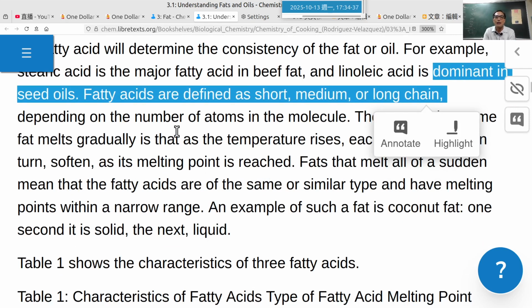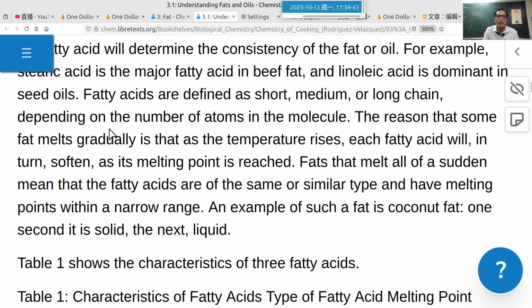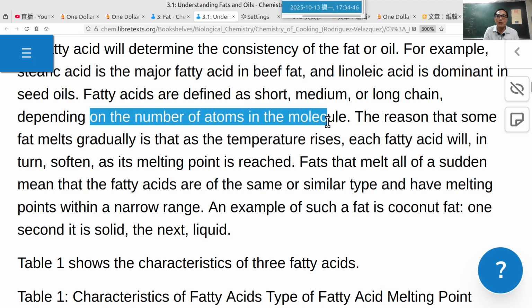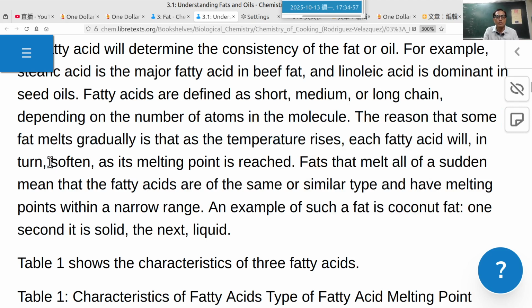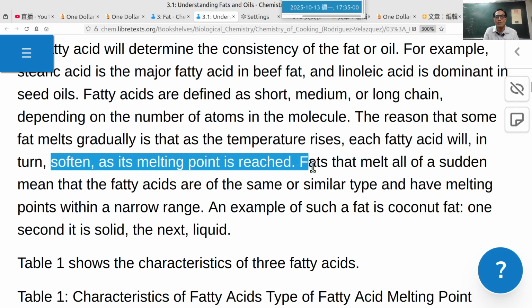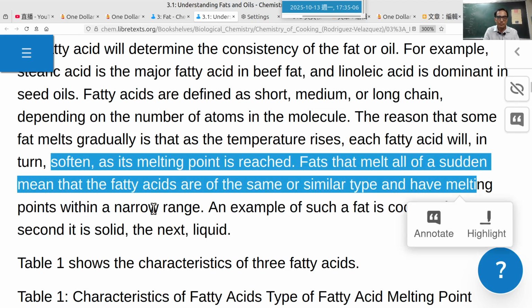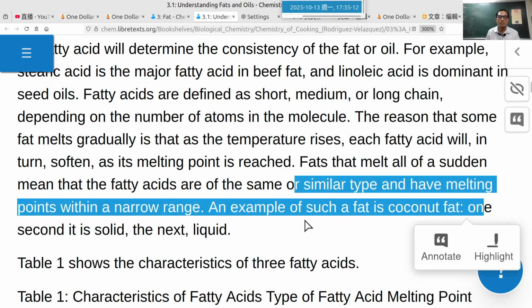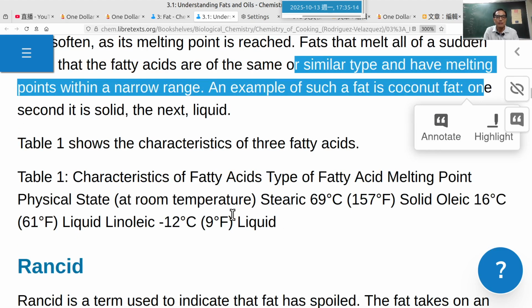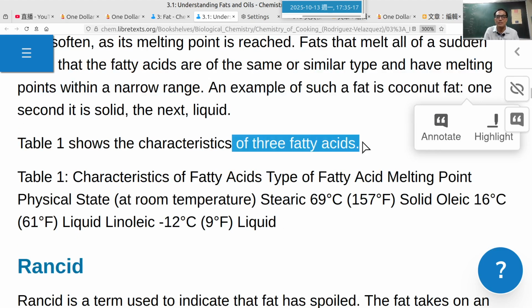And fatty acids are defined as short, medium, and long chain, depending on the number of atoms in the molecule. The reason that some fat melts gradually is that as the temperature rises, each fatty acid will in turn soften as its melting point is reached. Okay, it doesn't matter now. Let's move on. Table one shows the characteristics of 3 fatty acids here.